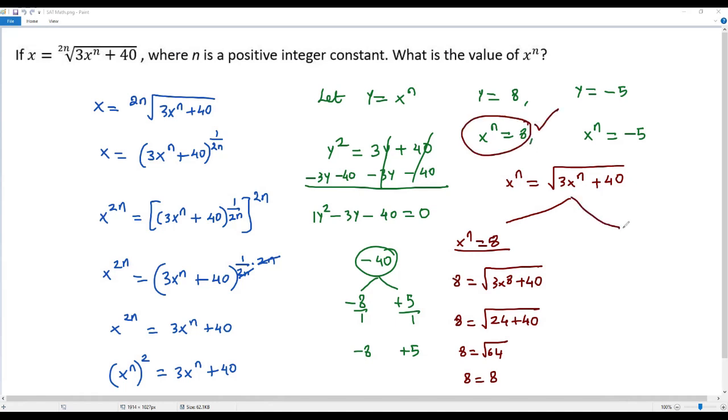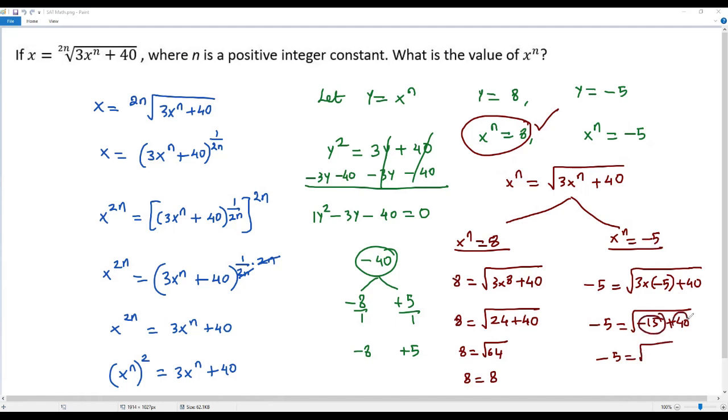Now let me verify the second solution, that is the value -5 for x to the nth power. I'm going to plug in this -5 for x to the nth power over here in this equation. Then I'm getting -5 on the left side, because here we have x to the nth power. When I plug in -5 for x to the nth power, I'm just getting -5 on the left side. On the right side, 3 times this x to the nth power, we have to plug in -5. Let me do it, plus 40. Then we get -5 equals square root of 3 times -5 is -15 plus 40. Then we get -5 equals square root of -15 plus 40 is equal to positive 25. Then I'm getting -5 equals square root of 25 is just 5.